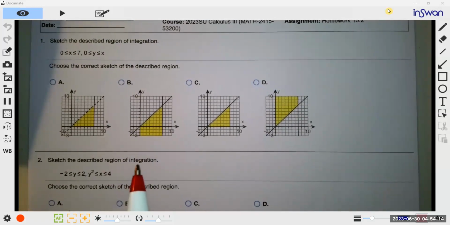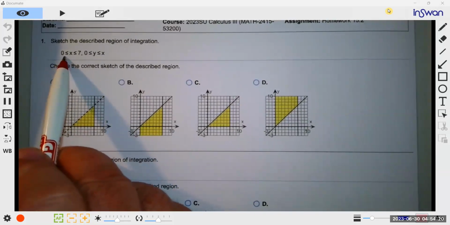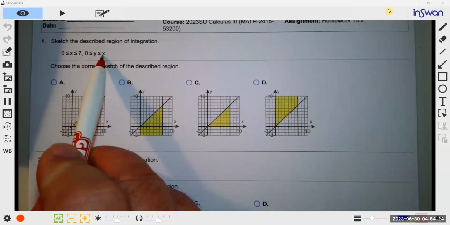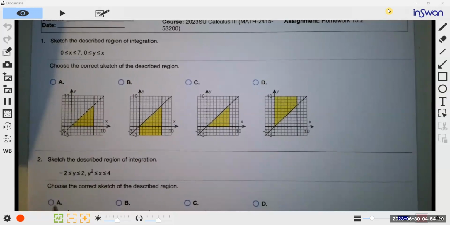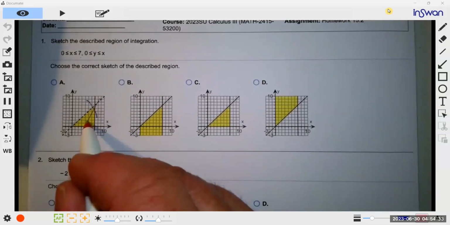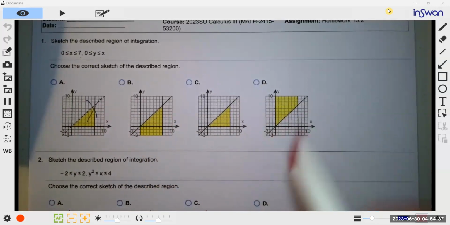Sketch the described region of integration. Okay, we know the x is from 0 to 7, and the y is from 0 to x, which means since they're equal, it has to be a solid line, not a dotted. So it can't be A. It's a solid line, okay.